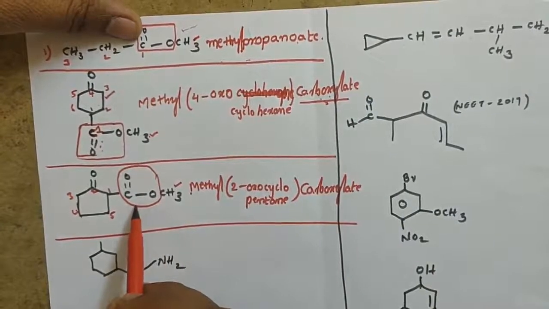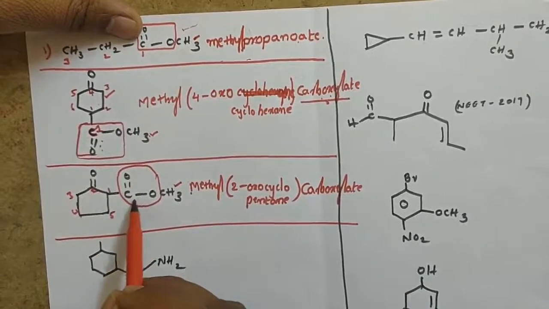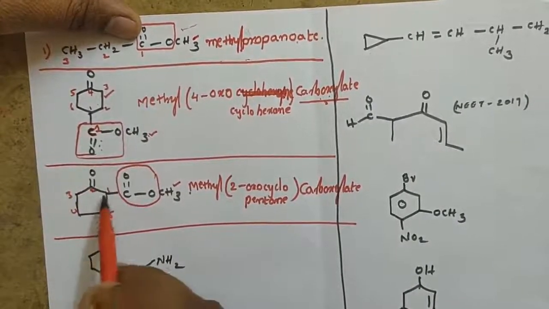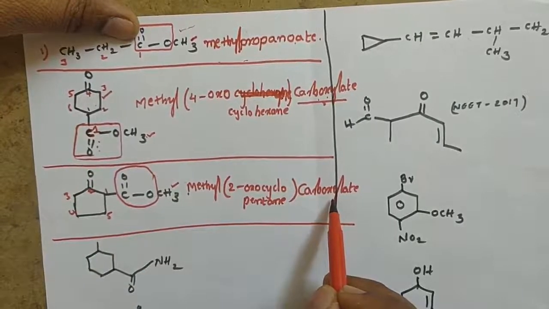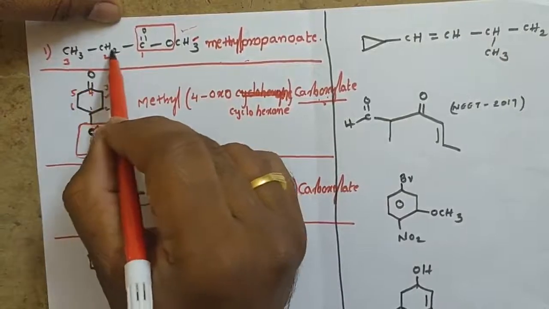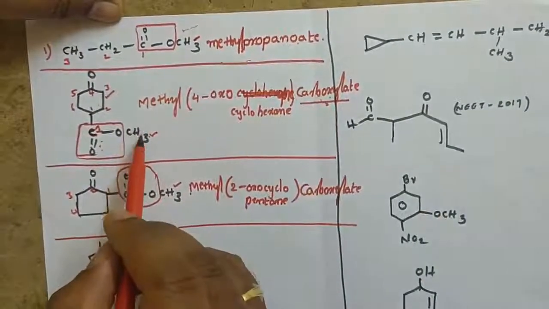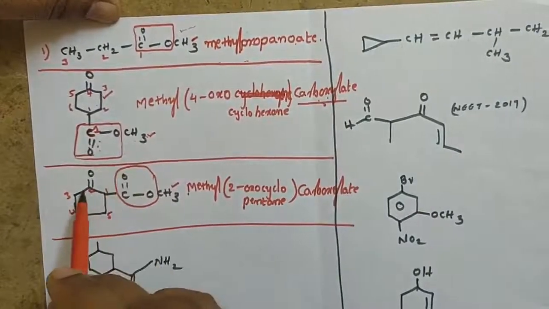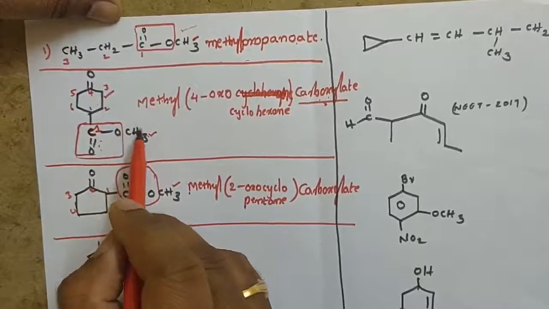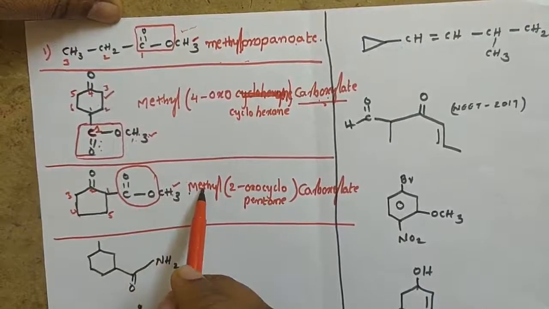Once again I will explain here. The ester functional group is present, that's why we are using carboxylate. The ester functional group is attached to the ring, the cyclic ring, that's why we are using carboxylate as a suffix. But here the ester functional group is attached to the open chain, that's why we have to use oate. And this is the first side chain, this is another side chain, that's why I start with methyl, the next side chain is called methyl.